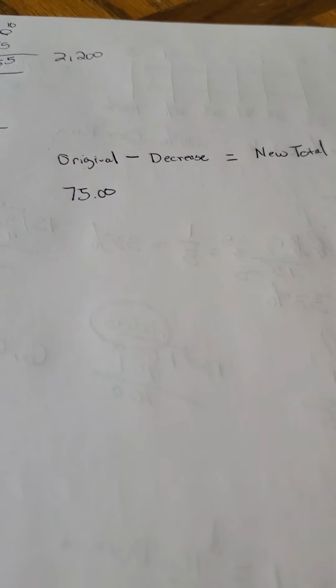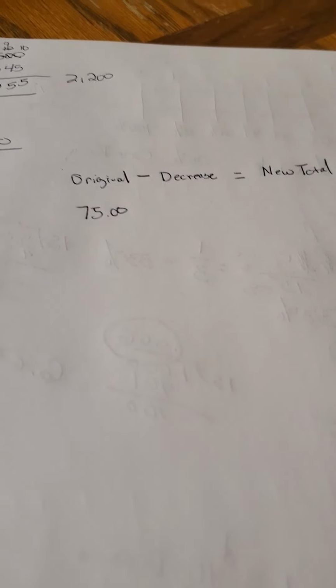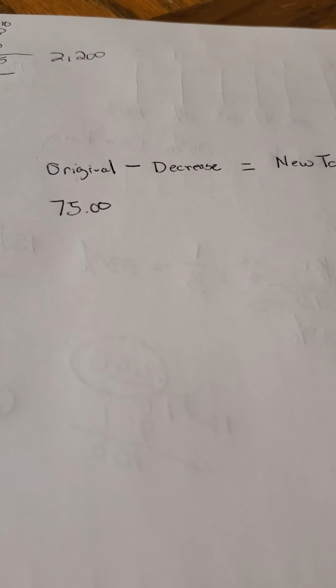Okay, so how to do this? The original amount is $75. That's pretty straightforward. Now, how to get this decrease? Obviously, we want to subtract the decrease to get this amount. So we could do this two different ways. The first one I'm going to show you using subtraction. The second way, I will show you how to use this in a multiplication problem and get the answer basically in just one step.